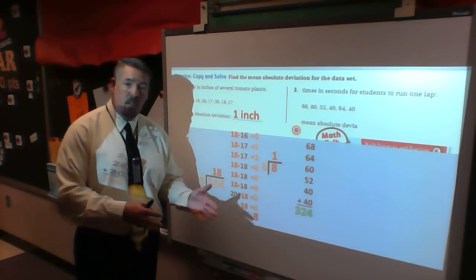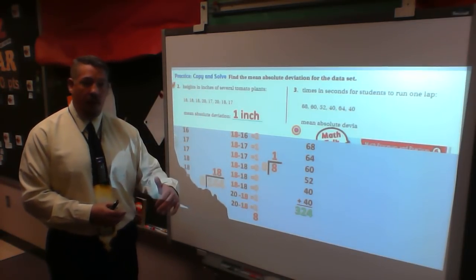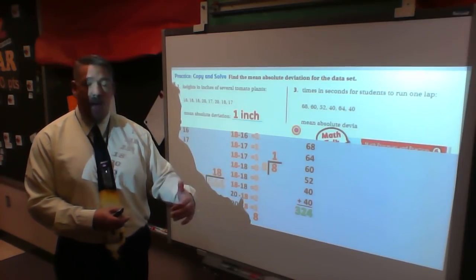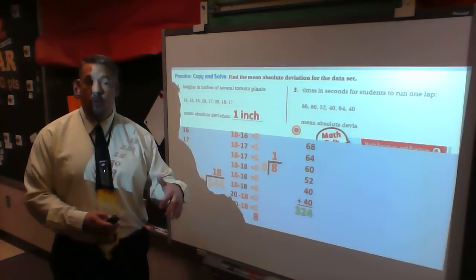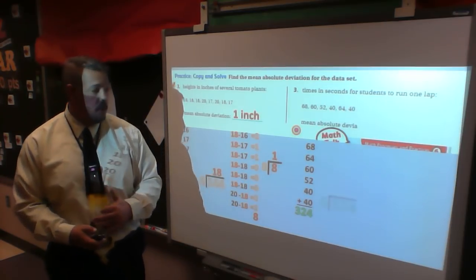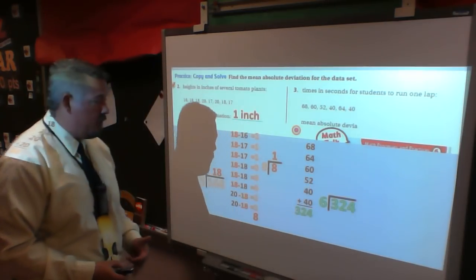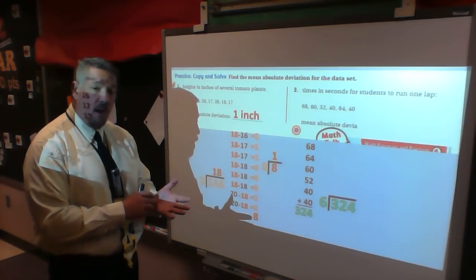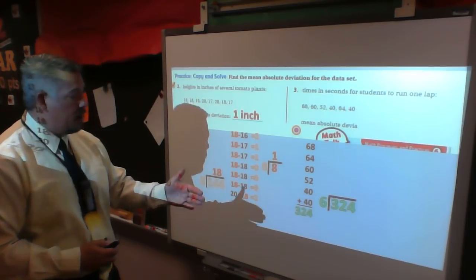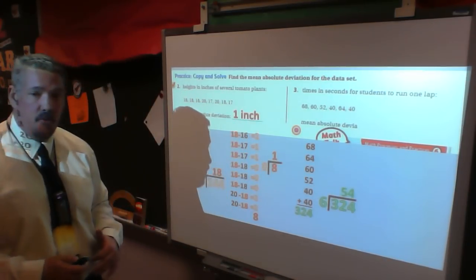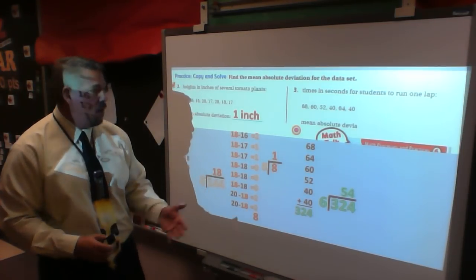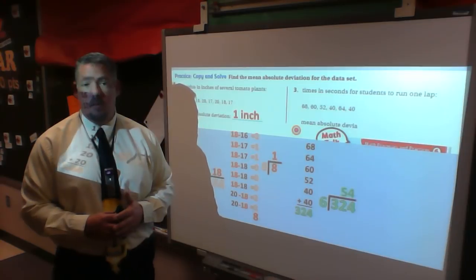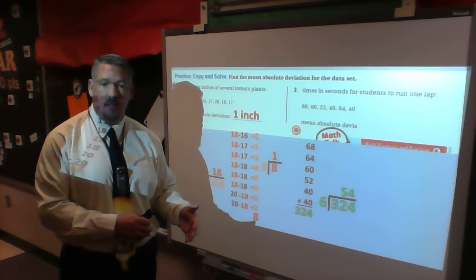That's not my mean, that's my total of all of my values. Now I have to divide by how many there are. 1, 2, 3, 4, 5, 6. So I have 324 divided by 6. I type it in my handy dandy calculator, and I see that my quotient is 54. So my mean, my average time it takes to run around the lamp, is 54 seconds.